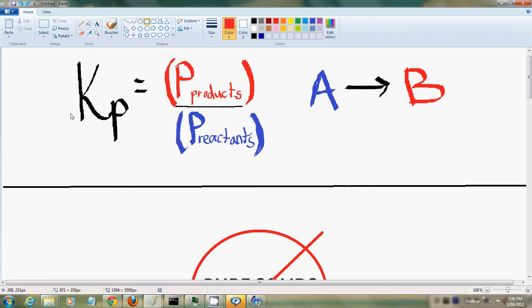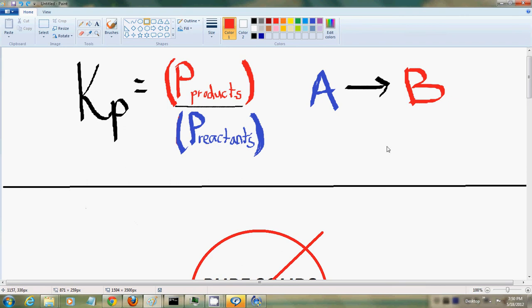Alright, so there's some background information that you need to know before we start some problems. Now, you've probably learned that K equilibrium, or Kc, equals the concentration of your products divided by the concentration of your reactants. It's a little different for Kp, but it's written in the exact same way. Kp is the equilibrium constant dealing with pressure. So, to write the equilibrium expression for Kp, you would simply say Kp equals the partial pressure of your products divided by the partial pressure of your reactants.